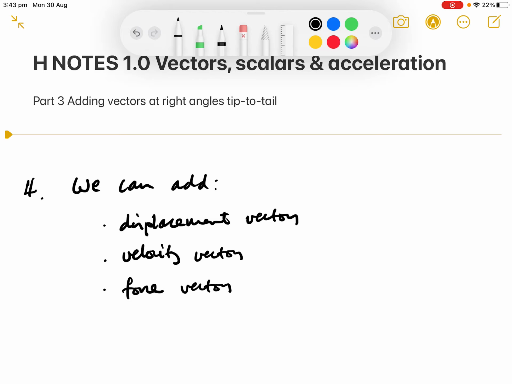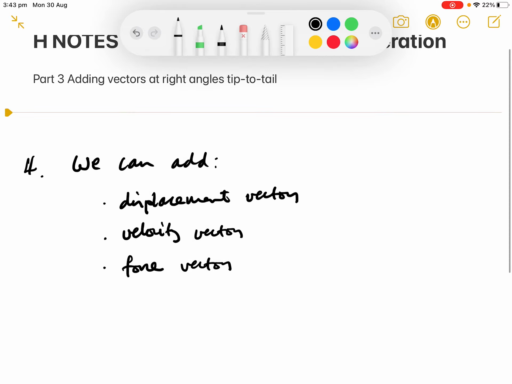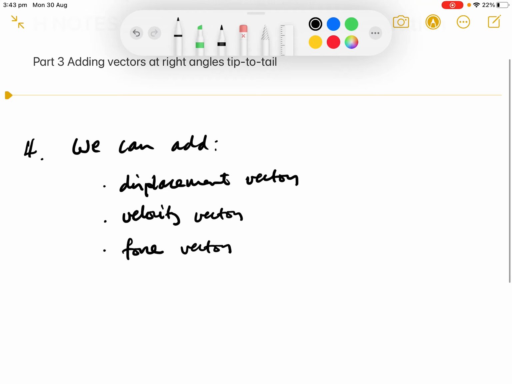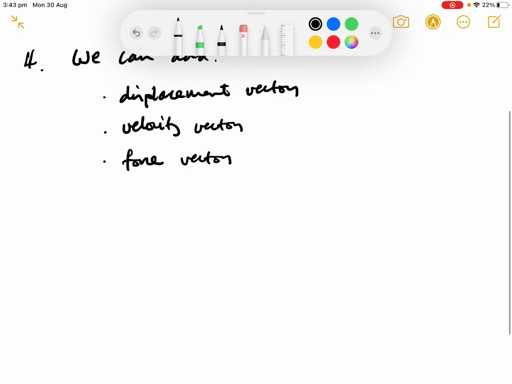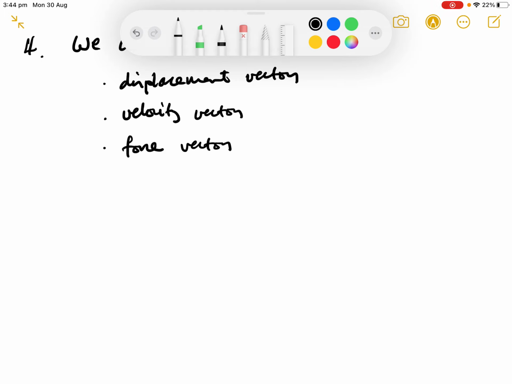And in this example, we're going to use a problem where the two vectors are at right angles to each other. So it's rather like the National 5 questions that you've done. I'm just going to choose velocity vectors, but the same mathematical principles apply to displacement and to force.